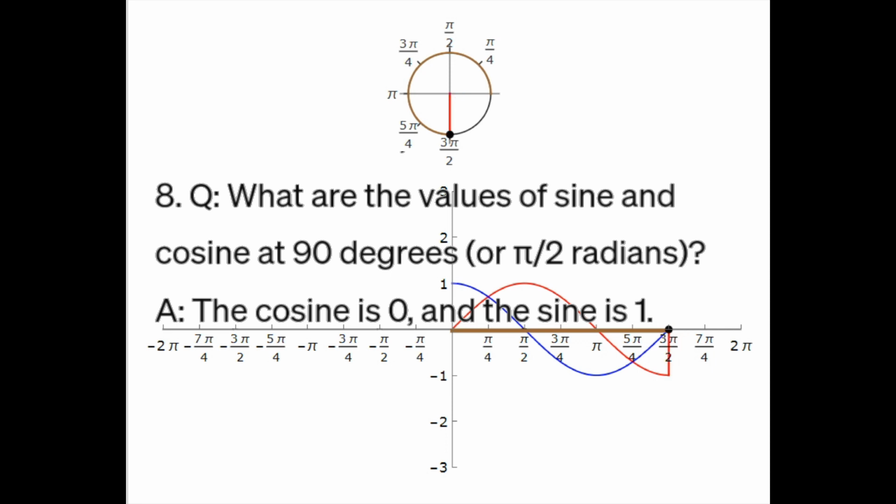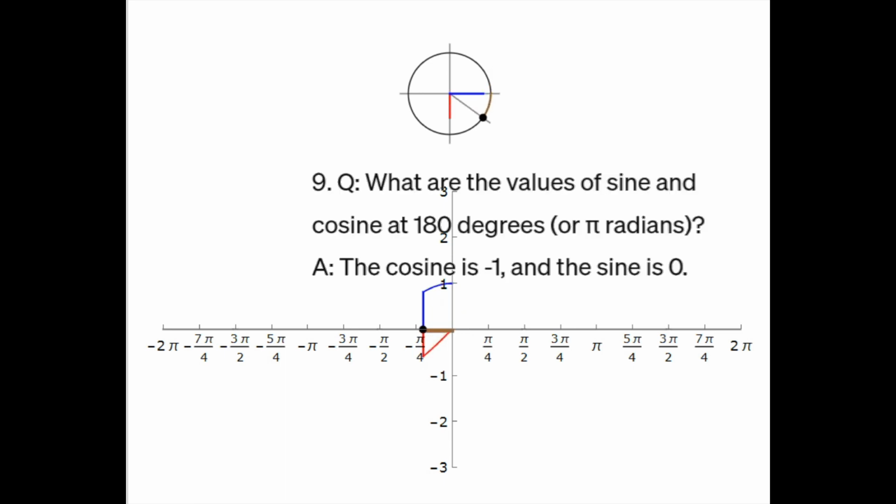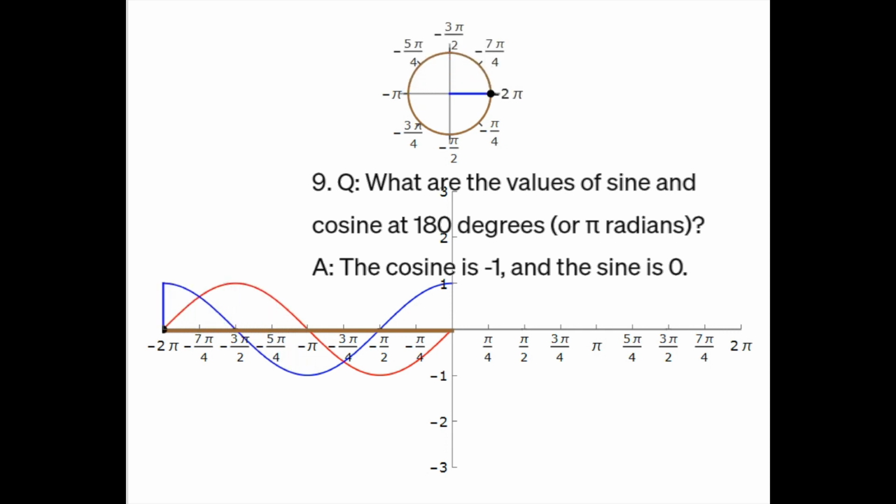What are the values of sine and cosine at 90 degrees, or pi by 2 radians? The cosine is 0, and the sine is 1. What are the values of sine and cosine at 180 degrees, or pi radians? The cosine is -1, and the sine is 0.